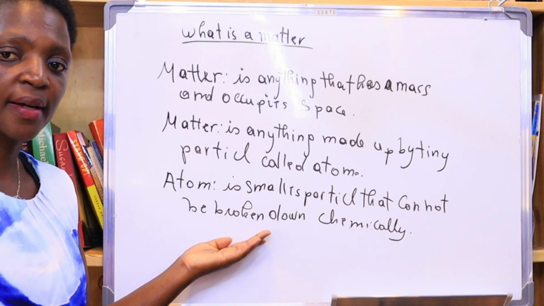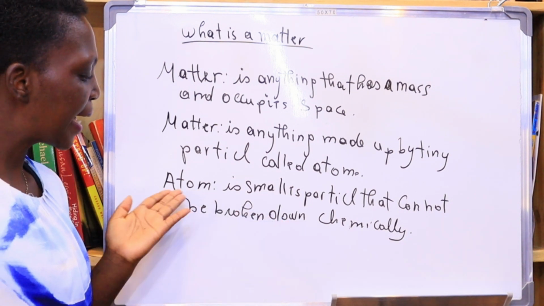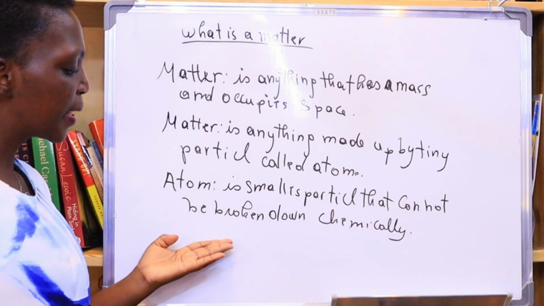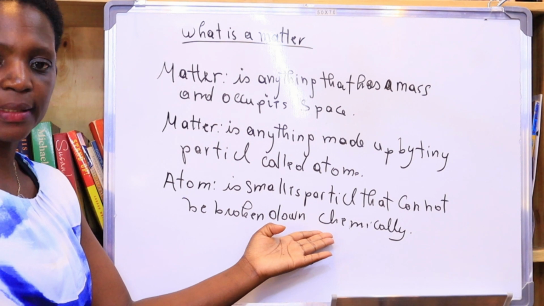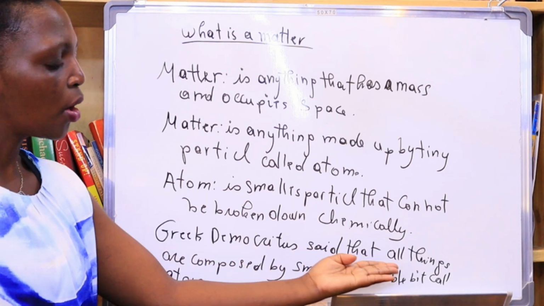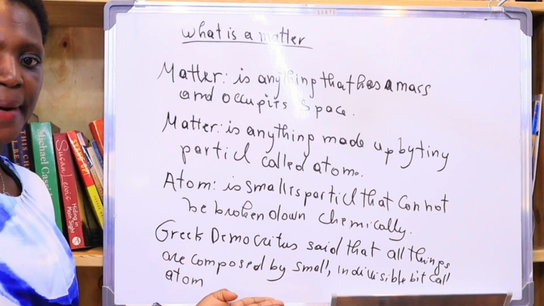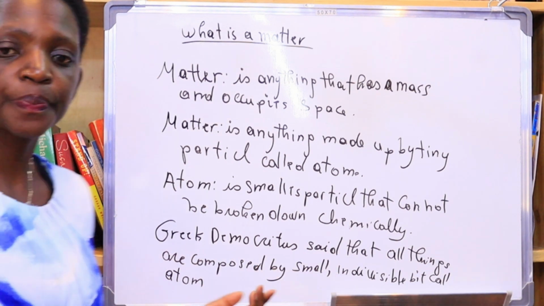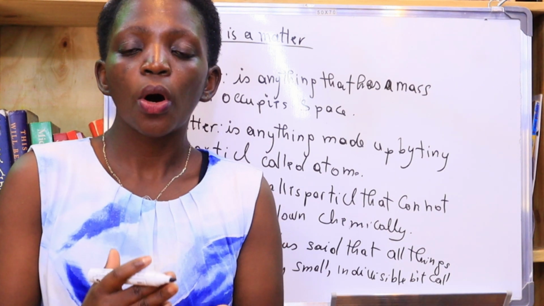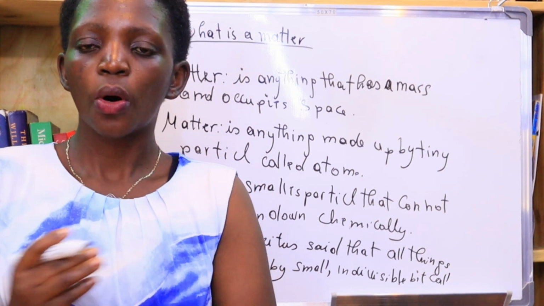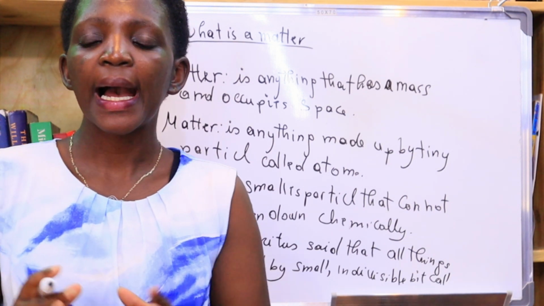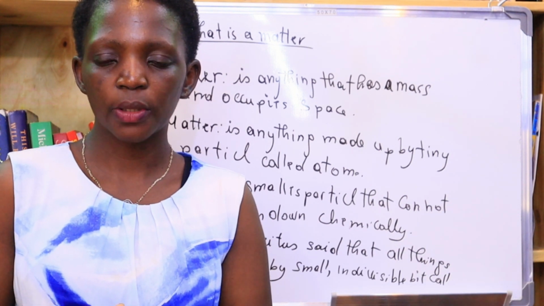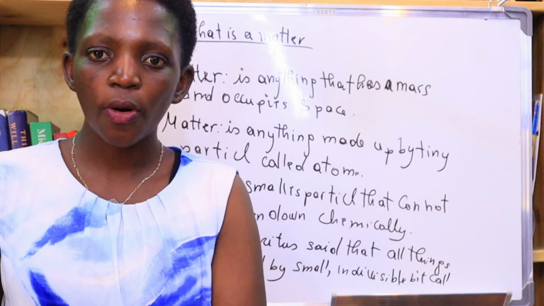Here, the definition tells us an atom is the smallest particle that cannot be broken down chemically. Democritus said that all things are composed of small indivisible particles called atoms. You see, all things we know, all things we depend on are composed of small particles called atoms. Small indivisible atoms.